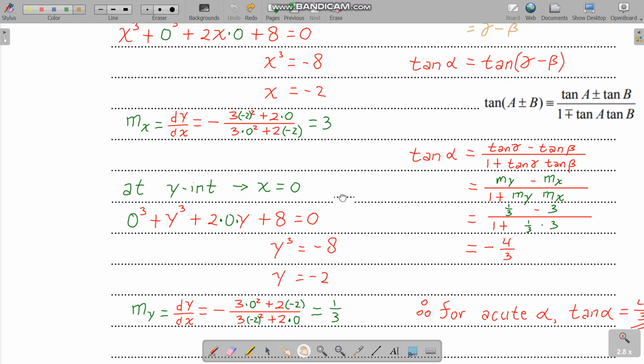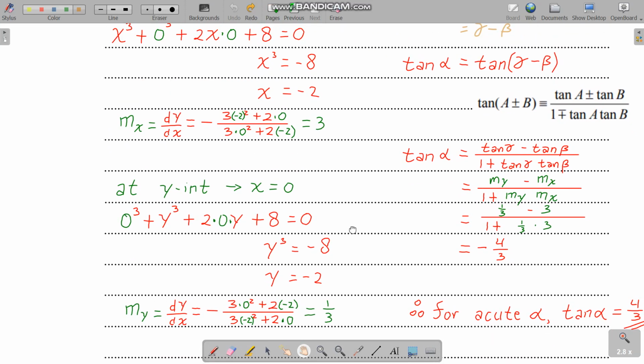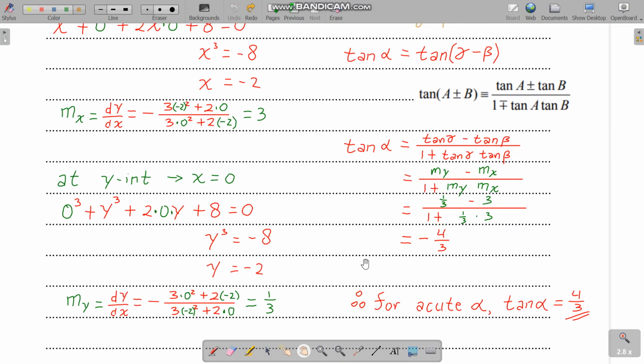Now for the y-intercept gradient, it's the same concept. This time we replace x with 0, so the point is (0, y), and y is actually minus 2 also. We plug into the dy/dx formula to get the gradient at that point. So the gradient at that point is 1/3, so we have my and mx. Just plug in the values here, use a calculator, and we get something negative.